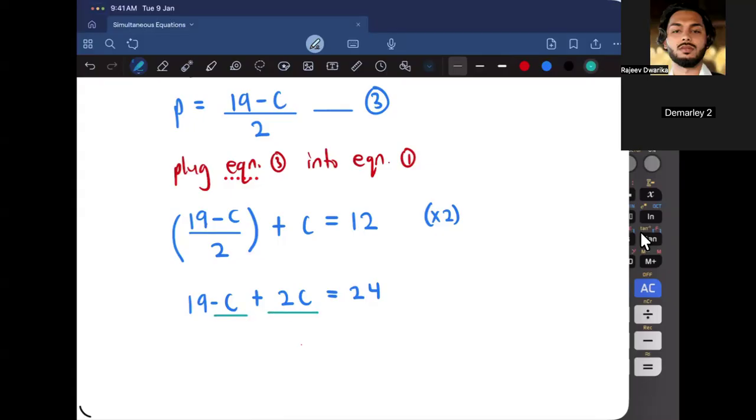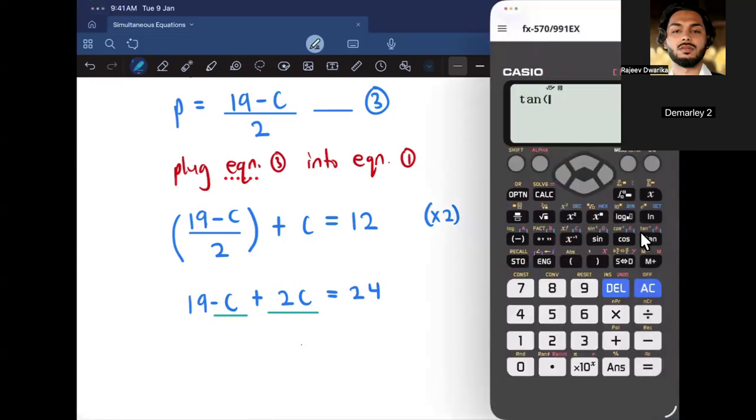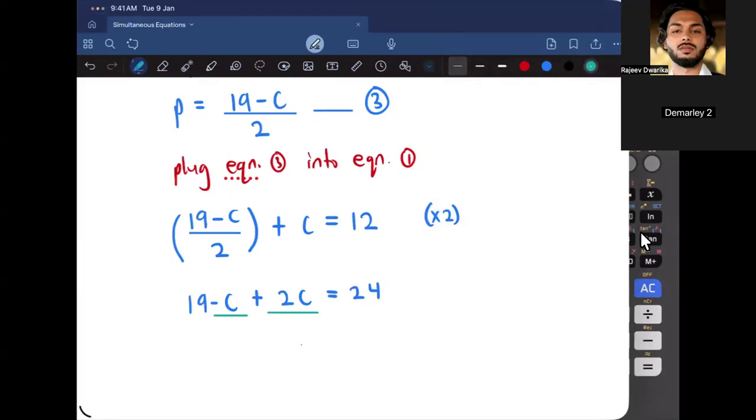Right. So if you have trouble with directed numbers, like positives and negatives, you could just use a calculator. Let me show you what I mean. So you have minus c. That means minus 1, plus 2c, so plus 2. Minus 1 plus 2 is just 1, right? So that minus c plus 2c is going to turn to what? c. Right, so I'm going to write 19 plus c equals 24.